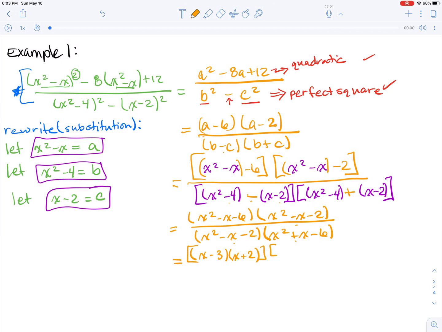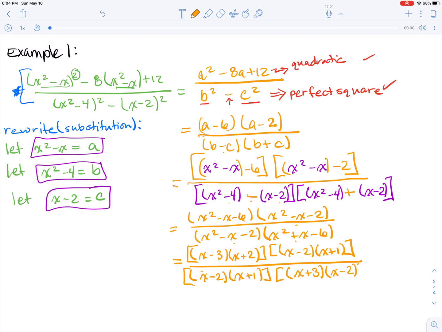And then the second one on the numerator is x squared minus x minus 2, x minus 2, x plus 1. My numerator, I have x squared minus x minus 2. Well, that's x minus 2, x plus 1. I see a commonality there. x squared plus x minus 6. So that gives me x plus 3, x minus 2.